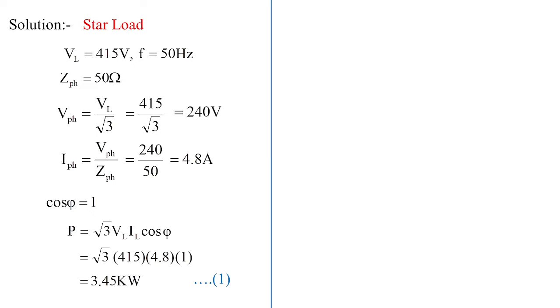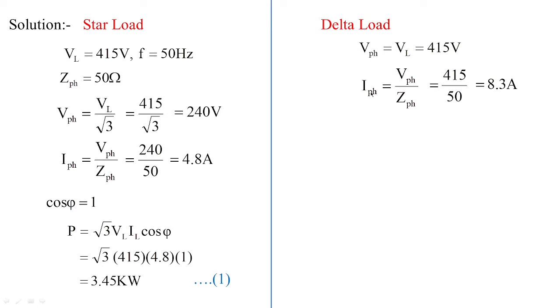Also for the delta load, we should remember that line voltage and phase voltage are the same, and that is why the phase voltage is 415 volts. What about the phase current? It is the phase voltage divided by the impedance of the circuit, that is Z phase, which in fact is nothing but the resistance value. Here it is given to be equal. So 415 by 50 is nothing but 8.3 amperes.